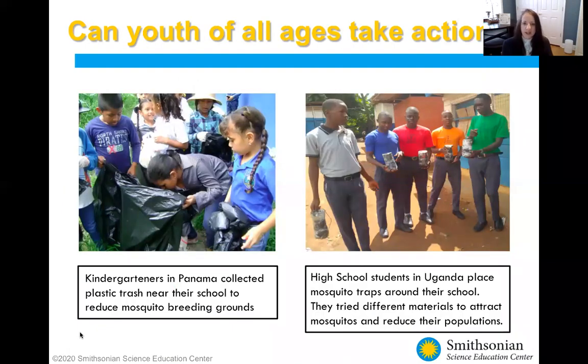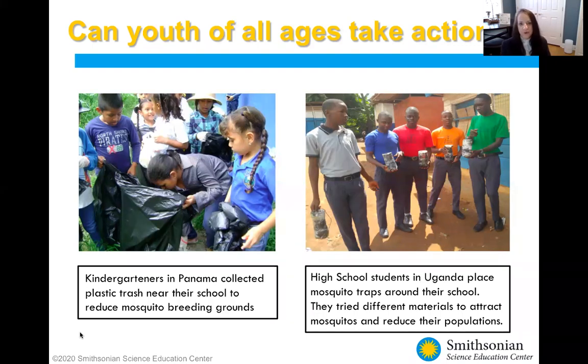So can youth of all ages take action? We believe deeply that that is possible. Whether it's on a very localized scale, like the 6th graders on the left, who are kindergartners in Panama, who found and discovered that their community, as they defined it, was their local school grounds. And they recognized that the plastic trash on their school grounds was collecting standing water, and that it was in that collection of standing water, in that plastic trash, where they found many of the mosquito larvae. So they made the decision collectively that they were going to pick up this trash and to reduce standing water, and thereby reduce the larvae and the mosquitoes that were in their community school grounds.